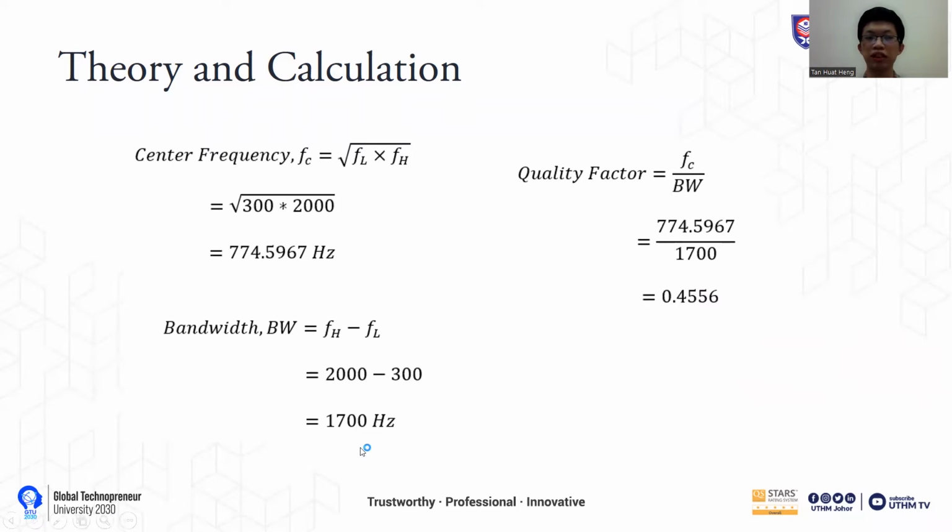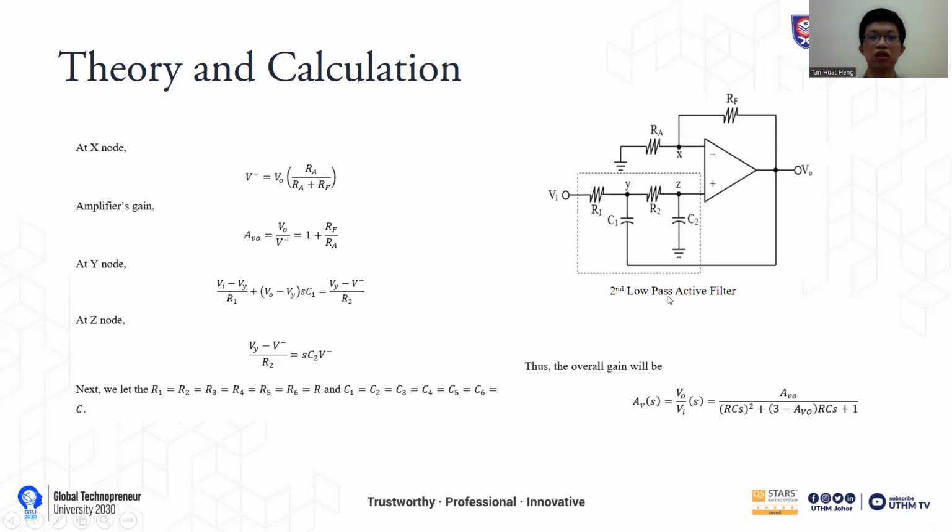So the center frequency is 774.5967 Hz, the bandwidth is 1700 Hz, and the quality factor is 0.4556. So this is the two-order low-pass filter.